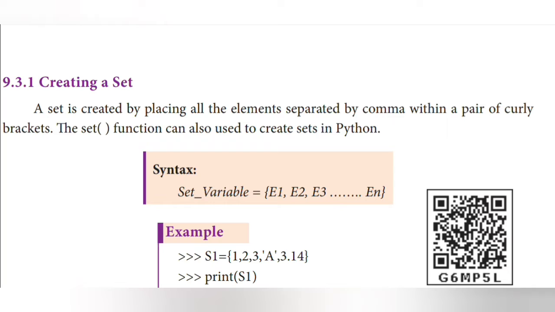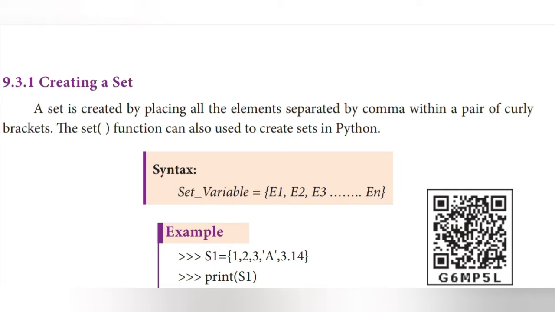Now you can see an example of creating a set. S1 is equal to, within curly braces, 1 comma 2 comma 3 comma a comma 3.14. A set can have any kind of variable: integer, float, character or string. The collection of data is known as a set, and for that reason we call it a collection data type. Here S1 is the set variable name, and the data items present in it are 1, 2, 3, a, 3.14.